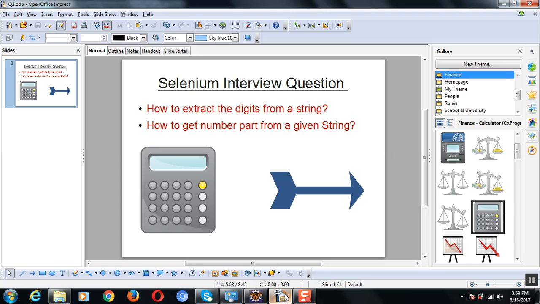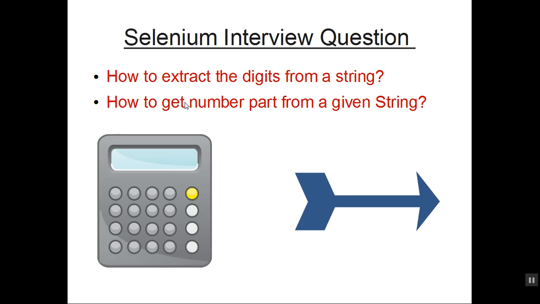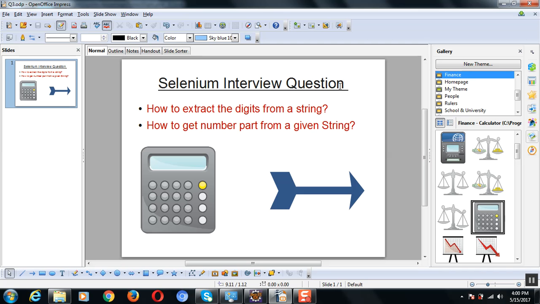So the question was how to extract the digits from a string. The answer is simple: in a given string, I'll use the replaceAll method, and I'll put one regular expression which will replace the non-digit part with blank, and if the non-digit part from a given string is replaced, we will be left with the digit part only. Well, that brings me to the end of the session now.